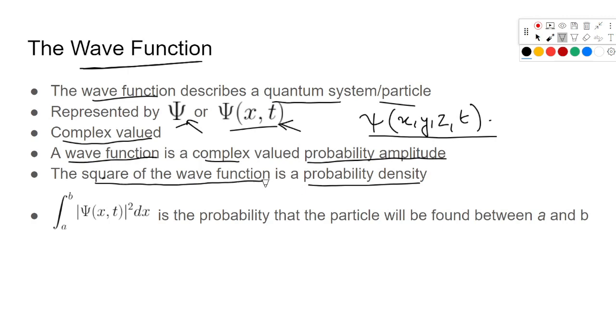Since the square of the wave function is the probability density, this probability density multiplied by dx from a to b gives us the probability that the particle is found between a and b. This is very similar to the concept we studied in the last slide. So this is how the wave function is related to probabilities. Our understanding of a quantum system is of a probabilistic nature. We can only know the probabilities of a particle being found at certain places, and the square of the wave function gives us the probabilities.